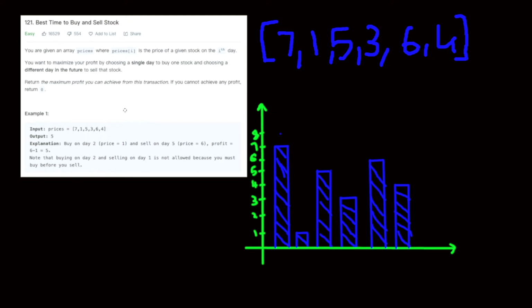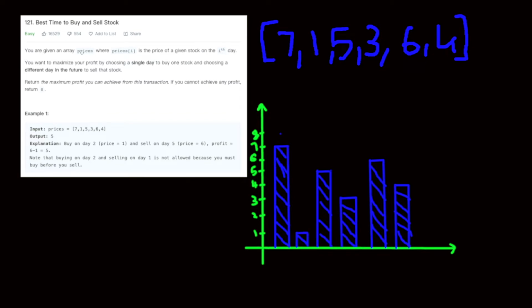Hello everybody, we'll be solving Leetcode 121, Best Time to Buy and Sell Stock. This problem is easy and you would probably classify it under the sliding window pattern. Let's try to read the problem first and then attempt to solve it using brute force.